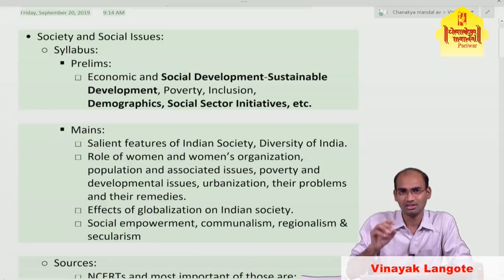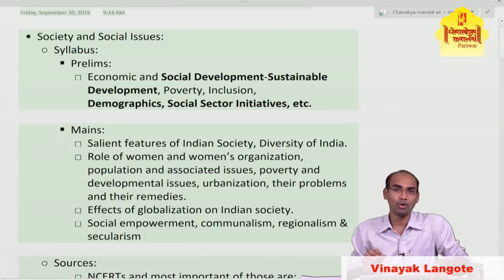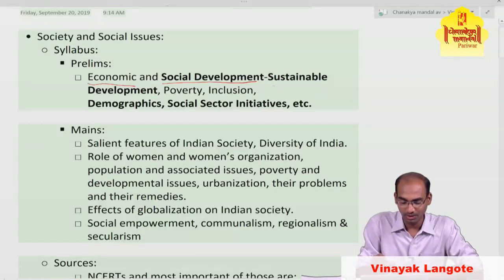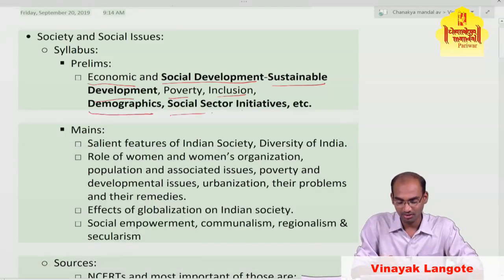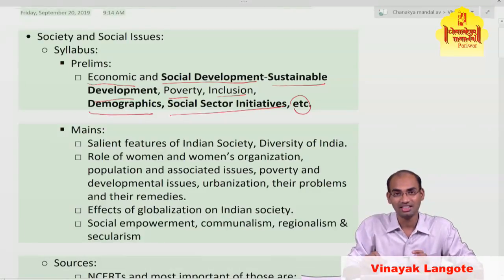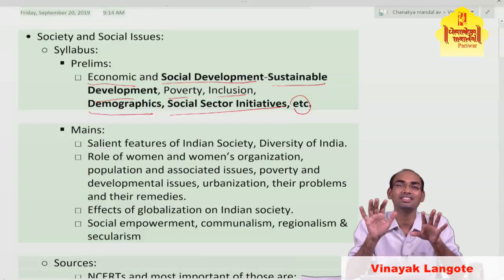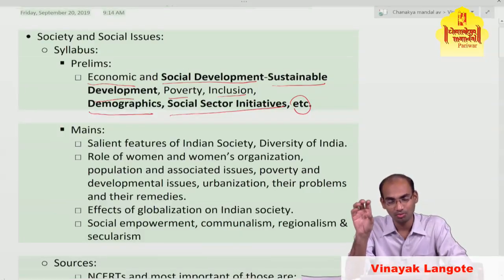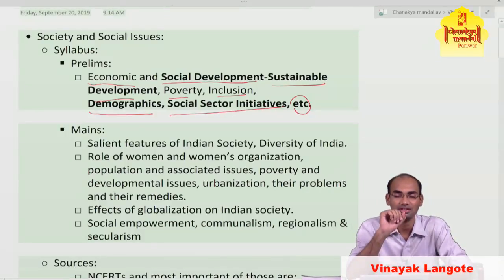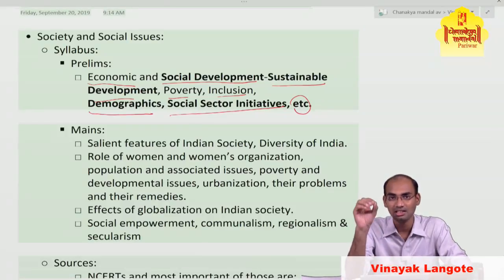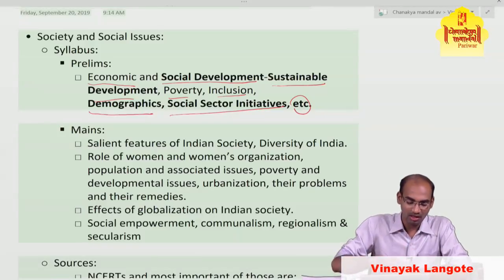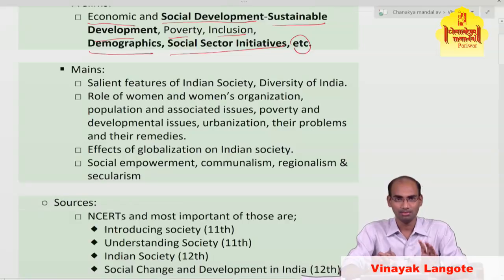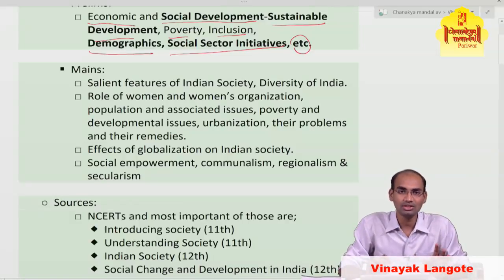For society and social issues, the syllabus will go for the prelims first and then mains. In the prelims examination, the points they have mentioned are economic and social development, sustainable development, poverty, inclusion, demographics, social sector initiatives, and this word etc. It means anything under the sun. For the prelims examination, the syllabus mentioned by UPSC is quite vague. One cannot say this topic does not come under the UPSC syllabus for prelims, because somehow or anyhow we can relate that topic to the syllabus.